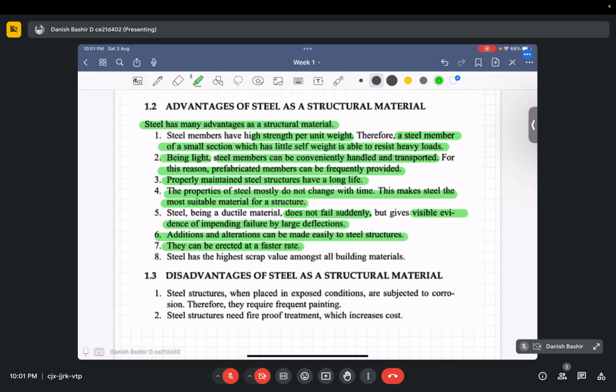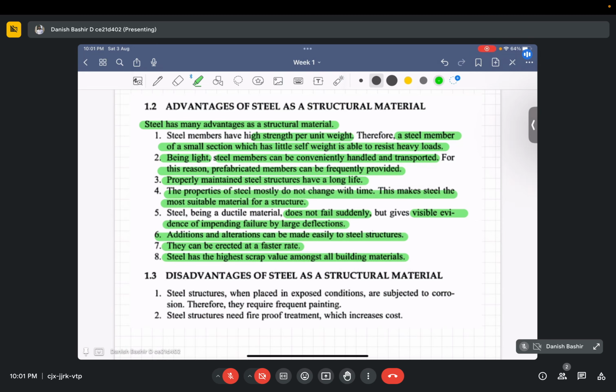Steel has the highest scrap value amongst all building materials. If we demolish a building made up of reinforced concrete, we will get only dust, recycled aggregates, and damaged steel. It doesn't have that much scrap value. But if we demolish a steel building made up of steel members only, we can easily take those steel members and use them in another building, because steel members have high scrap value amongst all the building materials.